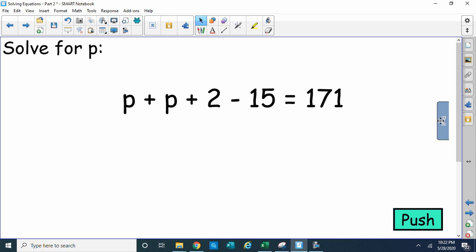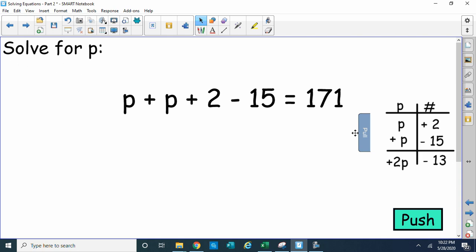So we need to, again, get that together, and I got my columns here. I put p as my first column. I have a p plus p. If you remember, there's an imaginary 1 there in the coefficient. So 1p plus 1p is positive 2p. And my constants, I have a positive 2 plus a negative 15, or minus 15.